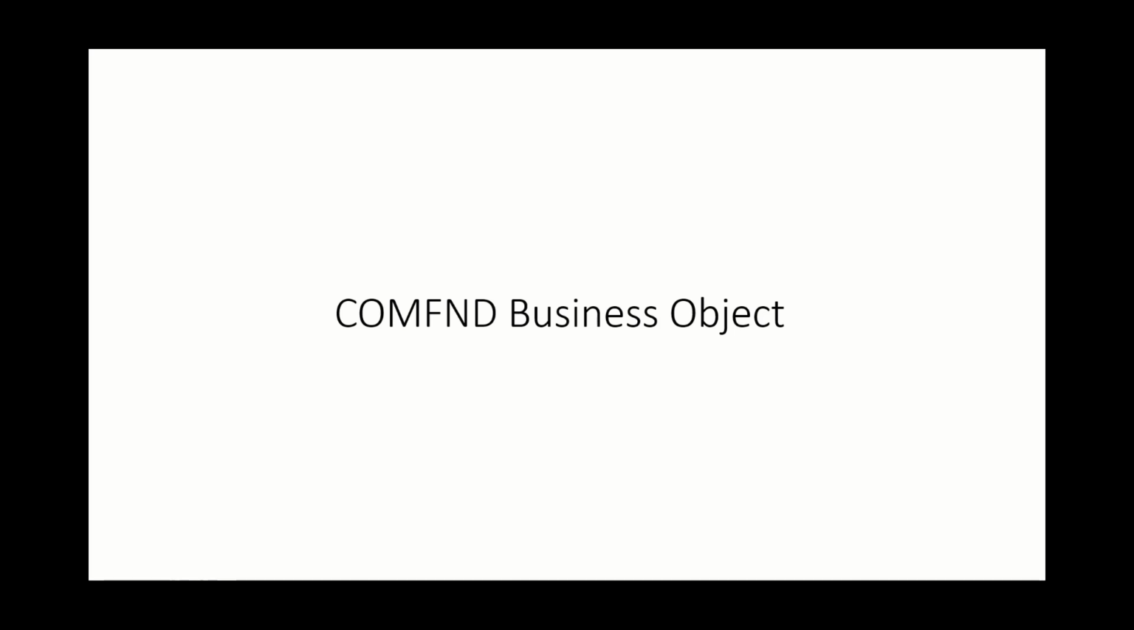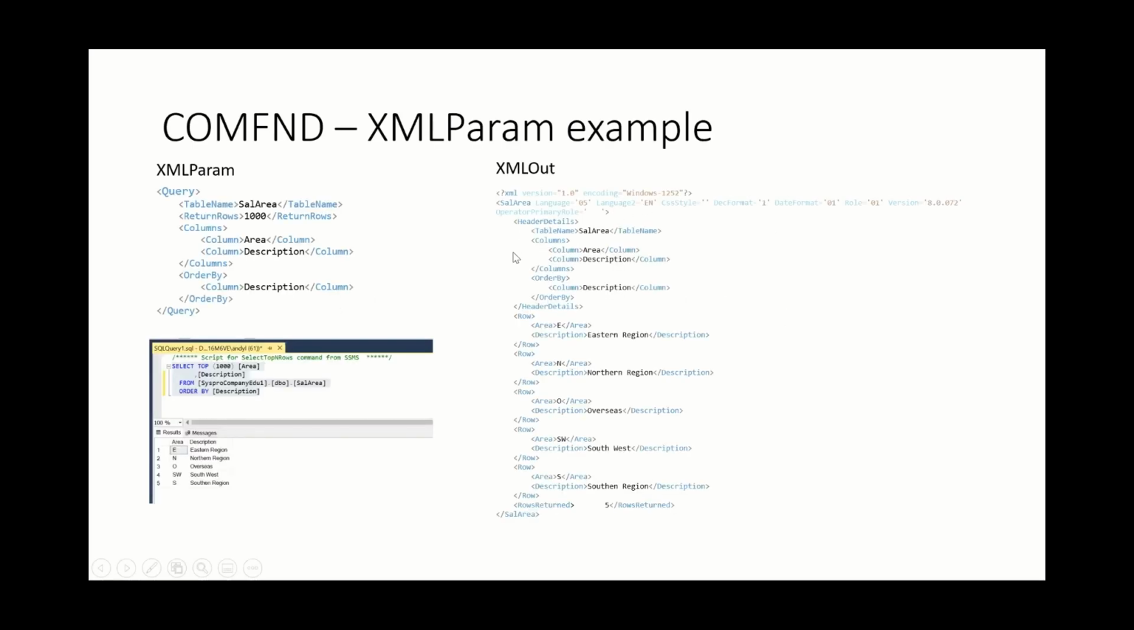COM-FND really mimics or emulates the SQL select statement. So we give it a table name, some column names, a where clause, an order by clause, and present it to Syspro. Syspro will do the query and return the data to us in an XML document. If we have a look at this as an example, we pass the business object XML parameters. So there's our table name, an optional number of rows to return, some columns, and our order by statement. This is equivalent to this SQL statement here, and it will return this XML out.